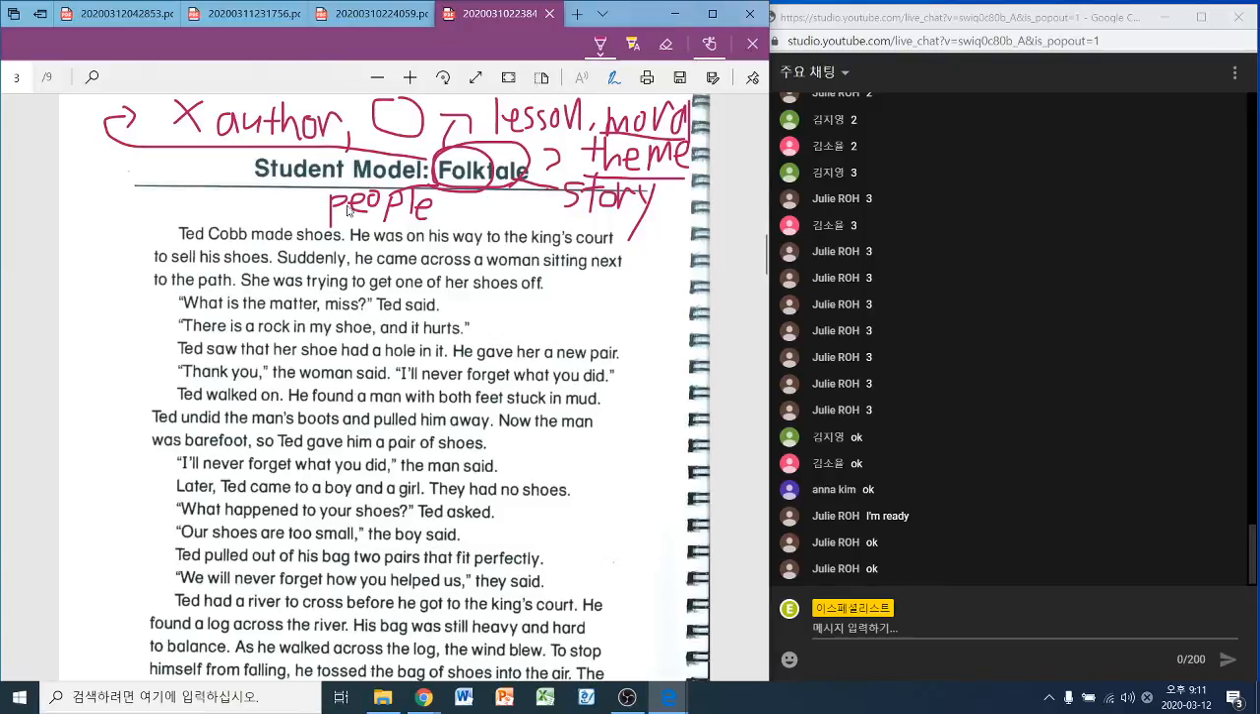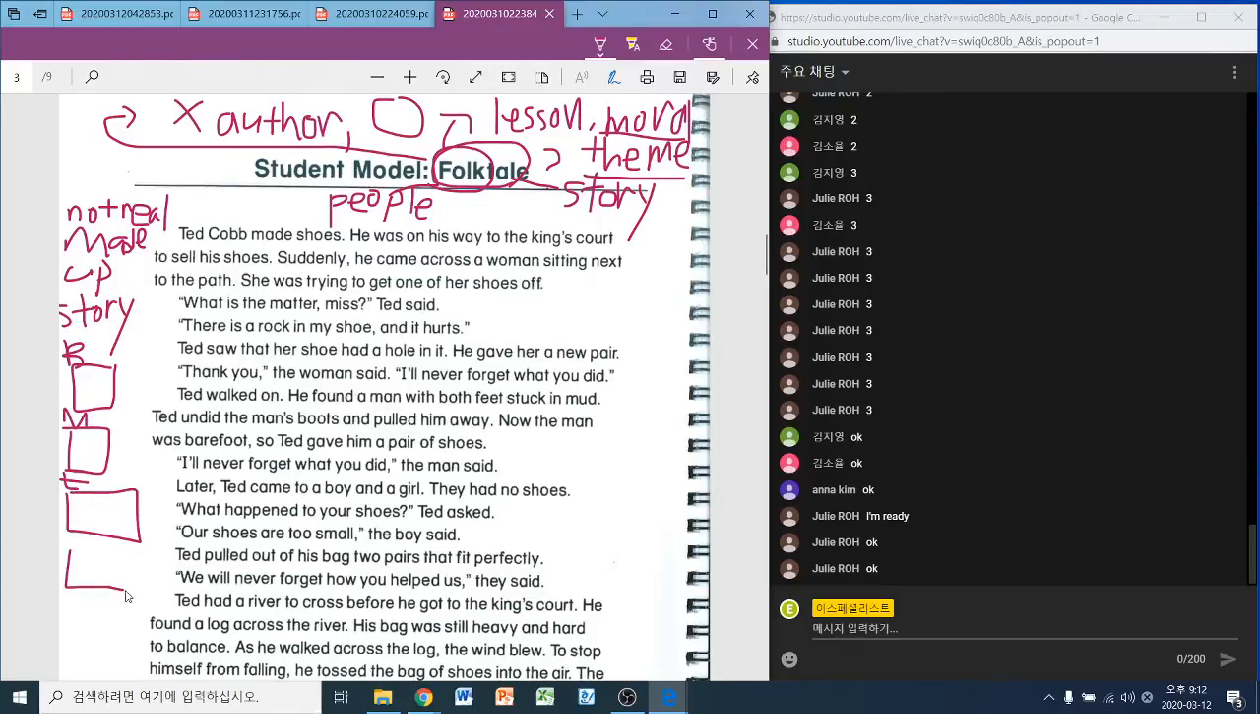So if you read the story, of course, a folk tale is a made-up story, okay? It's not real. It's a made-up story. So, like other fiction, it has a what? Beginning, two, middle, then three, end.